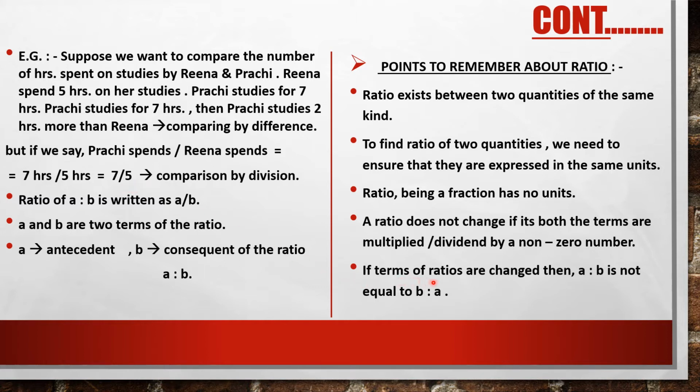If the terms of a ratio are changed, then A is to B is not equal to B is to A. For example, 3 is to 4 is not equal to 4 is to 3. Remember, if the terms in the ratio are changed, then the value also gets changed.